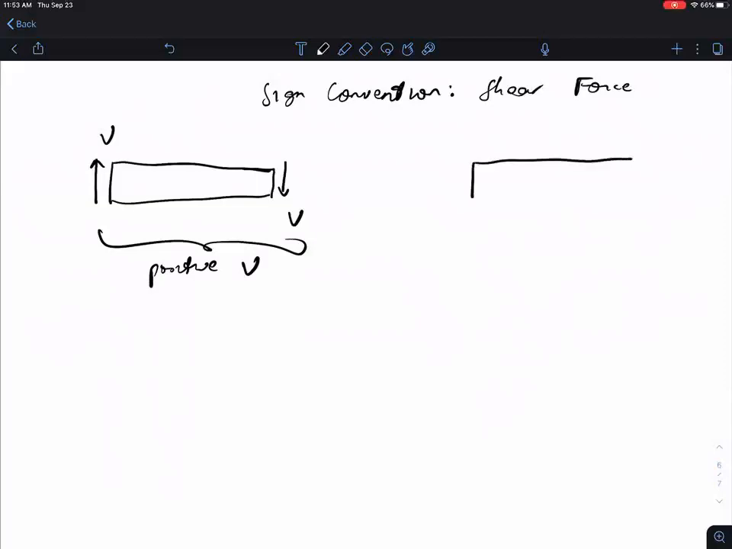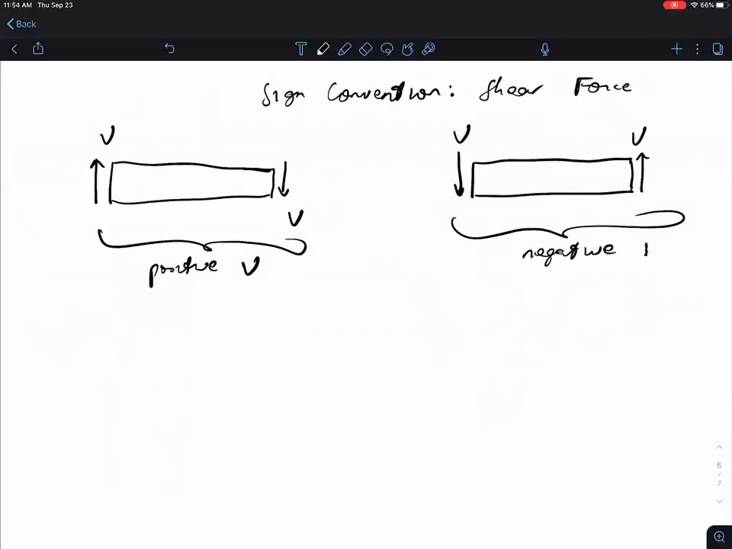And then we can look at the opposite of that. So the case where the shear force produces a counterclockwise moment. And in that case, we will call this a negative shear force.